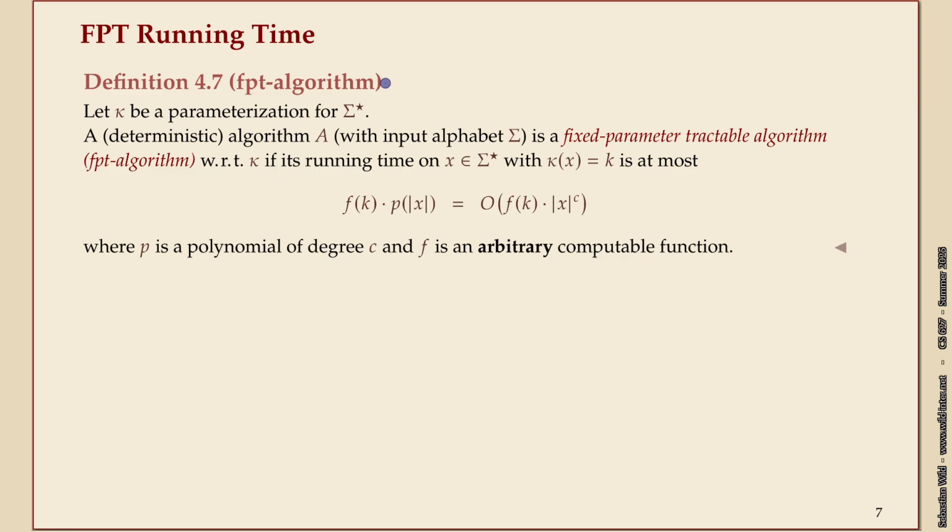So formally, what we like, a fixed parameter tractable algorithm. So an algorithm that we consider efficient for a parameterized problem is defined as follows. We have a parameterization, and we have an algorithm that works on this alphabet. Now, the algorithm doesn't need to know the parameterization. We're just analyzing it using that. And we say the algorithm is fixed parameter tractable if it has this running time. I can somehow split the running time into a product of some part that only depends on k and some part that is polynomial.